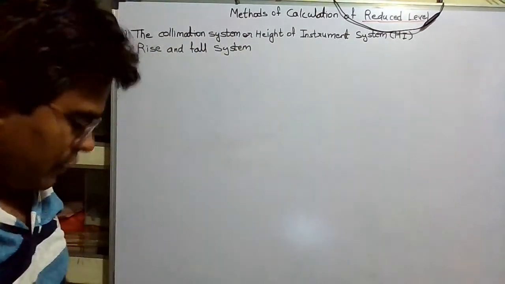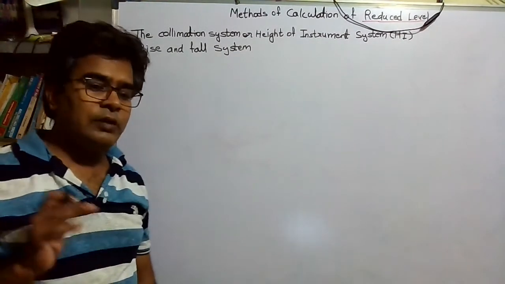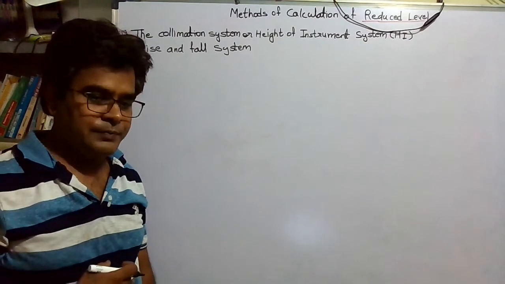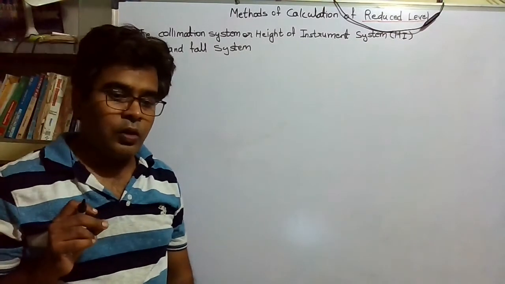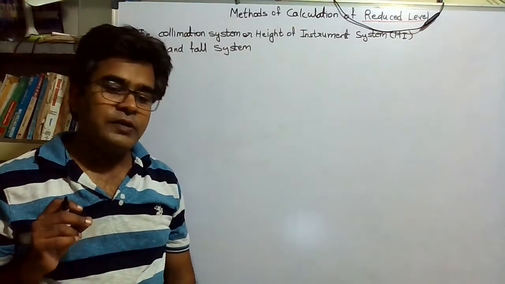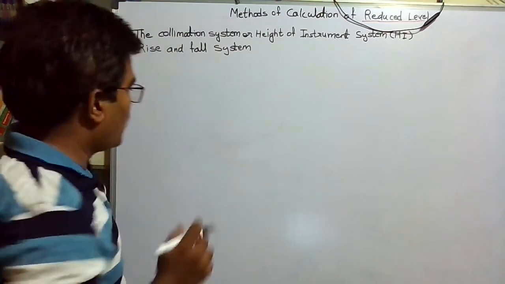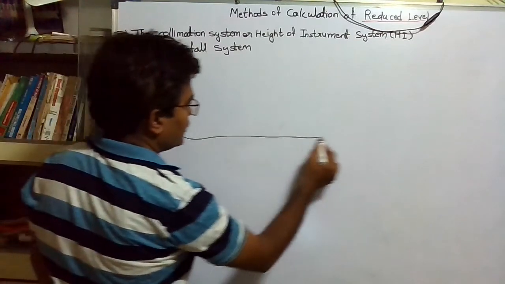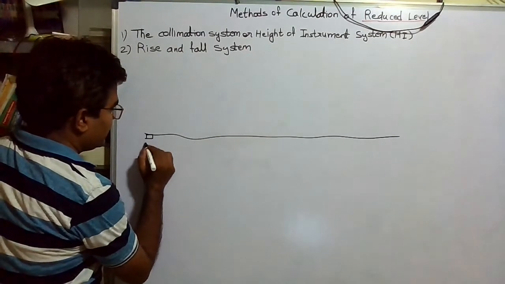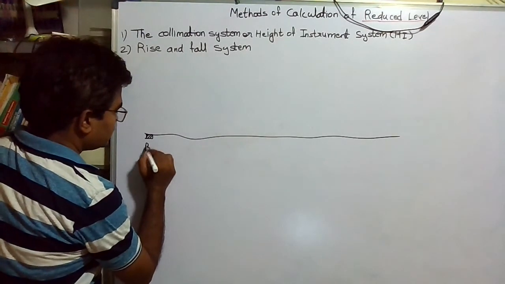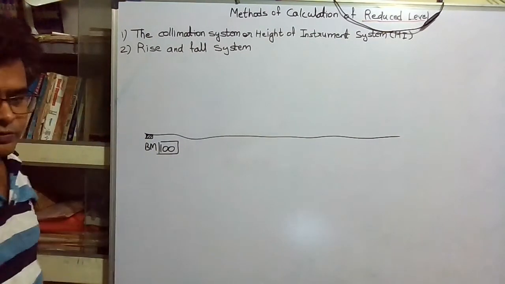In this system, whenever we want to find the reduced levels of various points on the ground surface, we first find out the height of instrument. What is height of instrument? It is nothing but the RL of line of collimation. Suppose there is some undulated ground, and we have to find the RL of different points. Let the first point be a benchmark with the RL 100 meter.